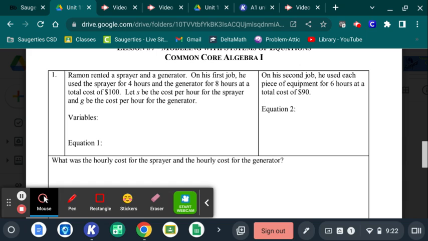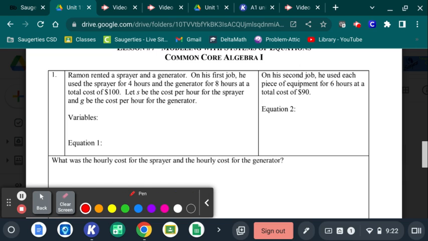And here's our first example. Ramon rented a sprayer and a generator. Well, already we're talking about two different things. On his first job, he used the sprayer for 4 hours and the generator for 8 hours. And the total cost was $100. So S is the cost per hour for the sprayer and G is the cost per hour for the generator.